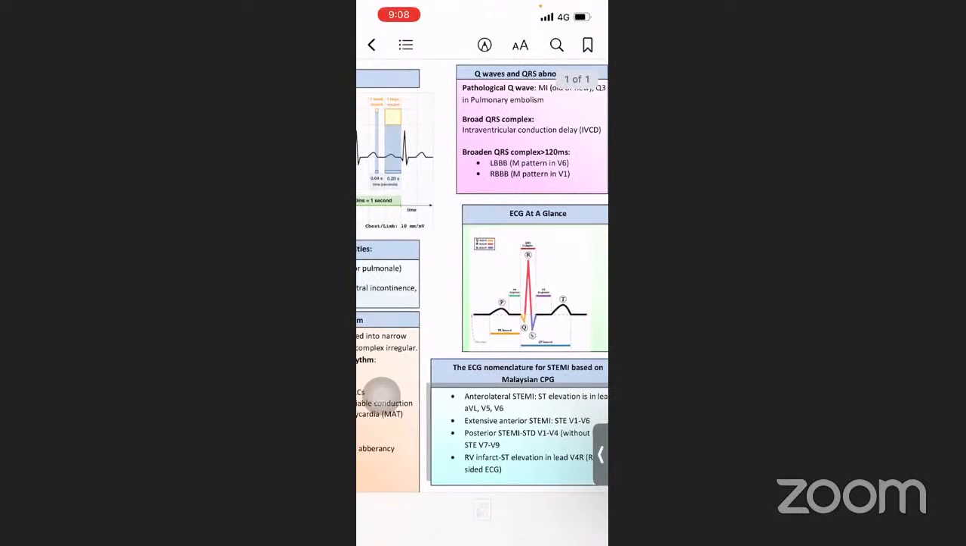Another way of classifying is using 4 steps. Number 1 is the heart rate. Heart rate less than 60 will be bradycardia. Heart rate more than 100 will be tachycardia. Then whether it is regular or irregular. If it is regular but the heart rate is less than 60, then it will be sinus bradycardia. If the heart rate is more than 100 and it is regular, then it will be sinus tachycardia. So the first step is heart rate, and the second step is whether regular or irregular.